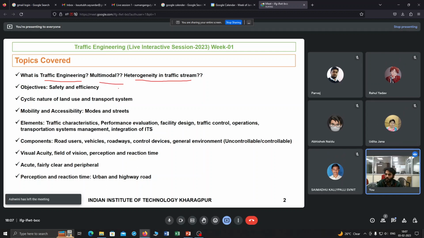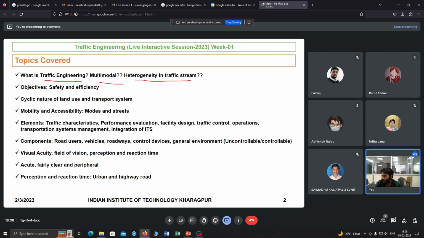So mixed traffic and heterogeneous traffic are different. Mixed traffic means there are modes, but it does not consist of non-motorized modes. It will consist of mostly motorized modes, maybe car, maybe with car it may be bus or maybe some trucks also sometimes. So that is called mixed traffic. Here heterogeneity means it will also consider the non-motorized modes as well, right?